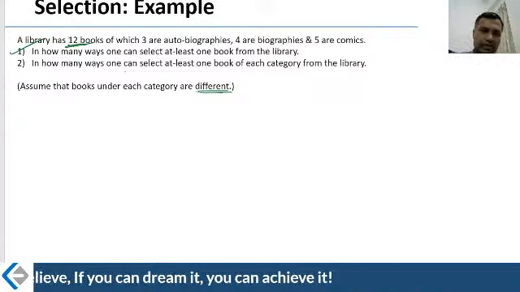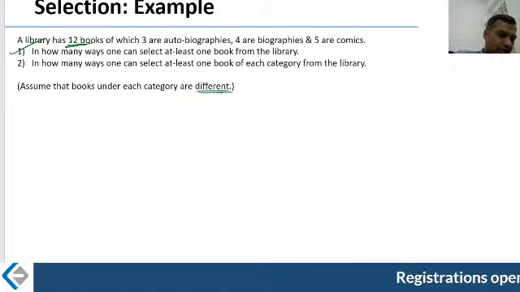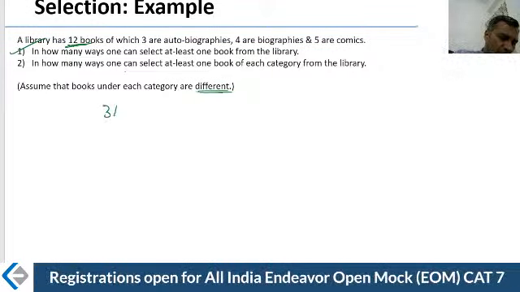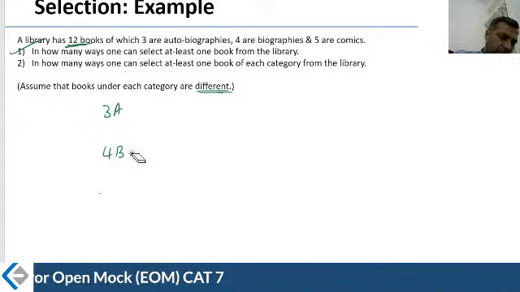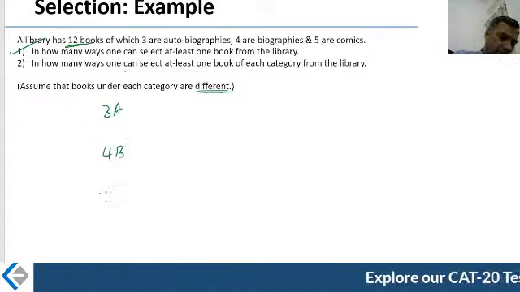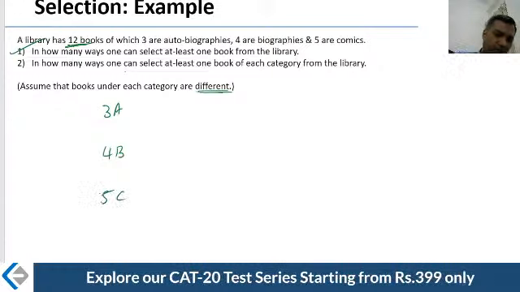First, let's close this particular one. So what is it trying to say here? There are 3 autobiographies; let me call it 3A. And there are 4 biographies; let me call it 4B. And there are 5 comics; therefore, let me call it 5C.